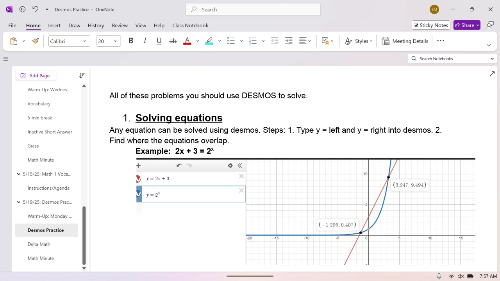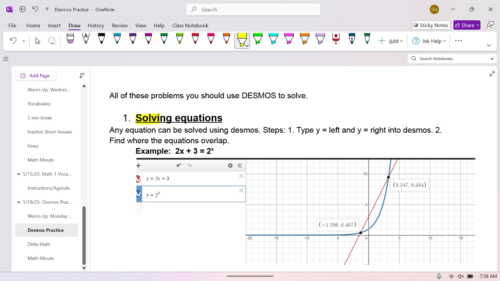So the very first thing that you can use Desmos for, that you probably didn't think you could use Desmos for, is to actually solve equations. All right. So when we're talking about solving equations, that's like having 2x plus 1 is equal to 3 or anything of that nature. All right. Or if you're looking at this example here, this is the one that they actually have graphed. 2x plus 3 is equal to 2 raised to the x power.